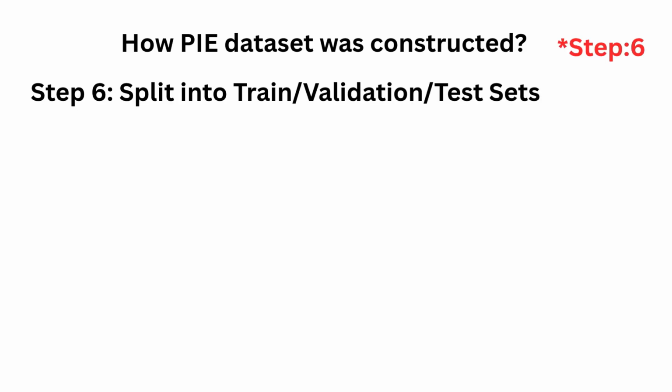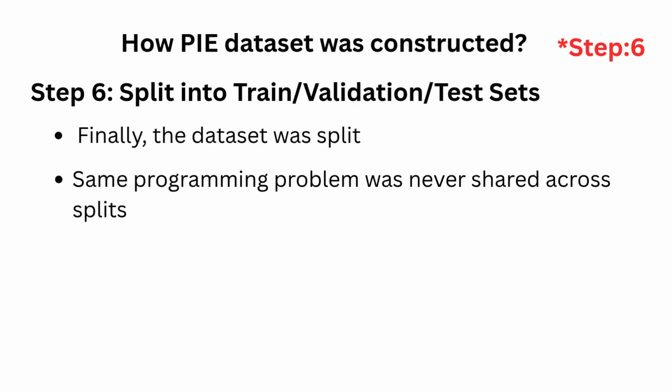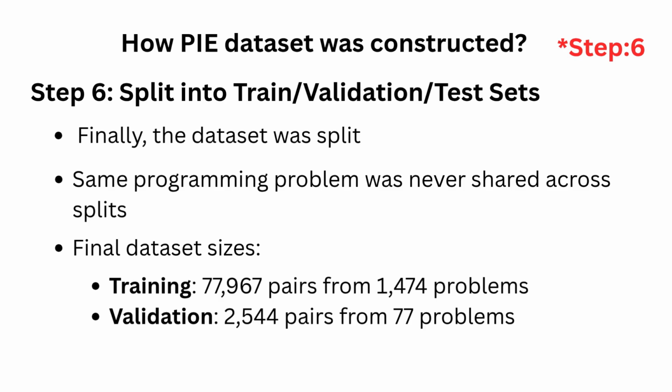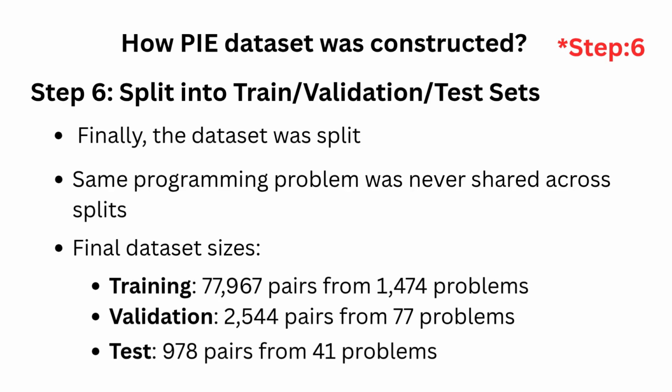Step 8. Split into train, validation and test sets. Finally, they split the dataset into training, validation, and test sets. Importantly, the same programming problem was never shared across splits. Final dataset sizes were, for training, 77,967 pairs from 1,474 problems. For validation, 2,544 pairs from 77 problems. And for test, 978 pairs from 41 problems.